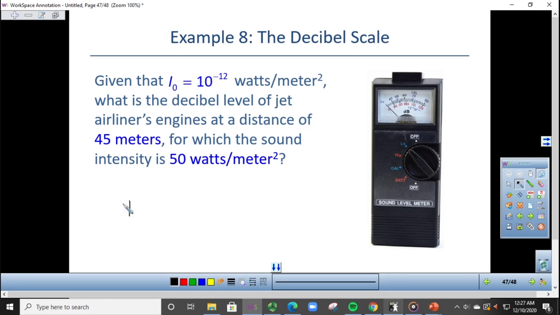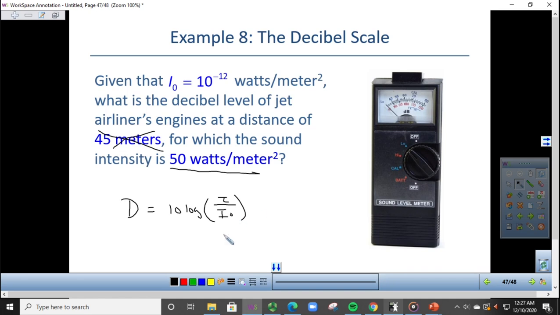The formula says decibel can be found by taking 10 log base 10 of your intensity divided by your initial intensity, right? So our intensity is right here. This 45 means nothing to us as far as this formula is concerned. We have the initial intensity and the intensity, so this is just going to be another plug-it-into-your-calculator deal. You're going to say 10 log of 50 divided by 10 to the negative 12, right?